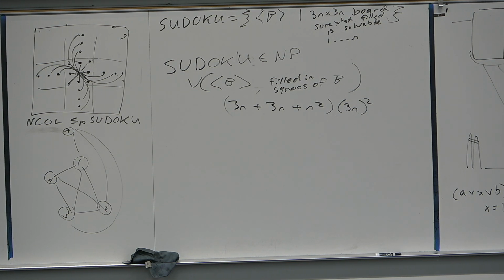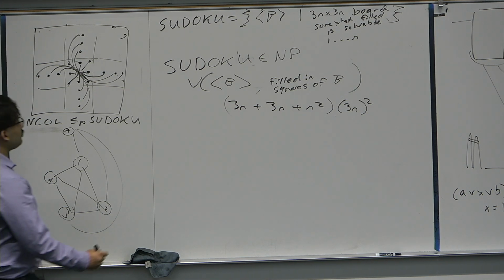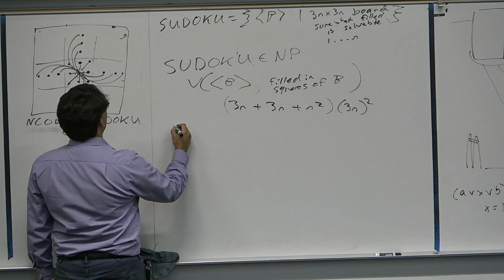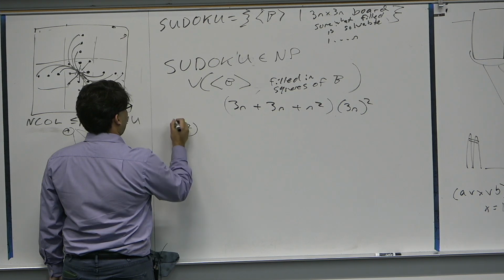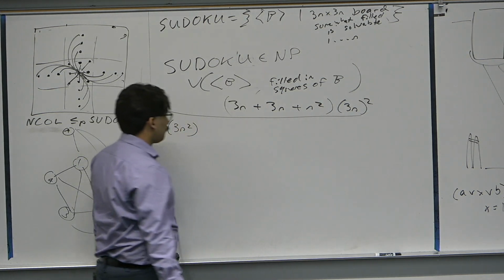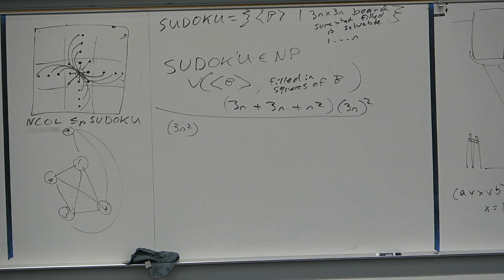We need to ensure this is polynomial time, because there are actually a lot of edges here. How many squares are there? There are 3n squared vertices. Let's say it takes unit time to draw an edge. We are taking as input a graph.